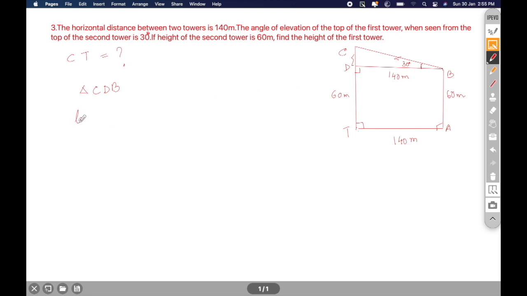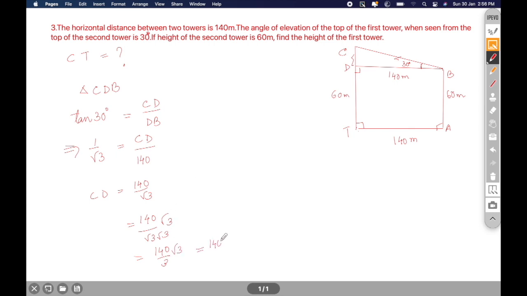So we need the ratio between the base and the perpendicular to be written as tan 30 degree equals CD by DB. Tan 30 degree means 1 by root 3. CD value not known, but DB is 140 meter. So CD equals 140 by root 3. Let us rationalize the denominator. So this gives 140 by 3 root 3.